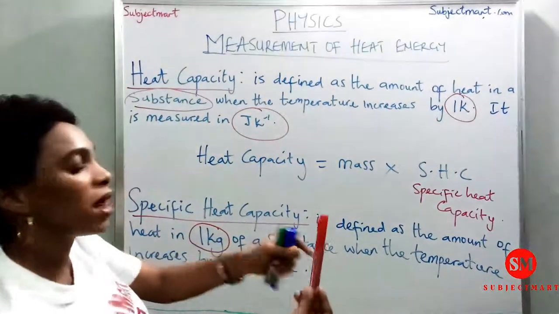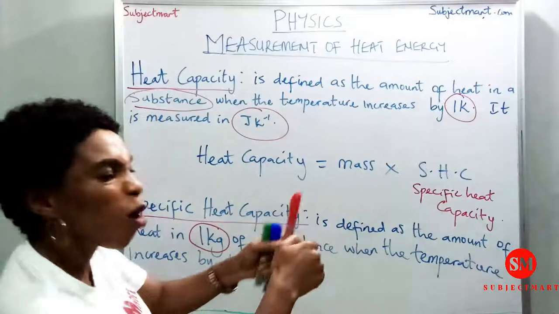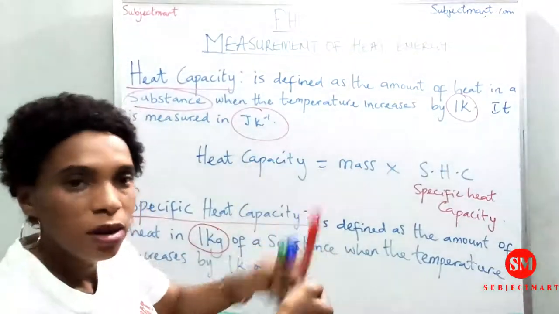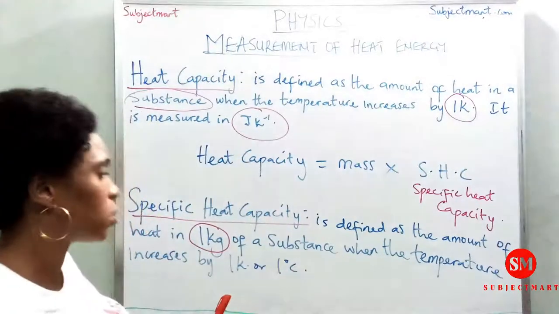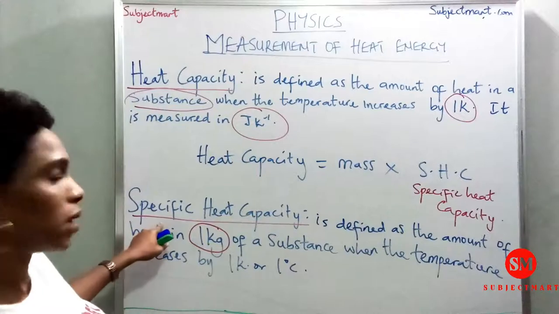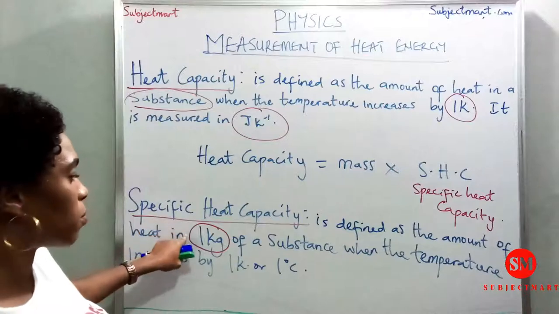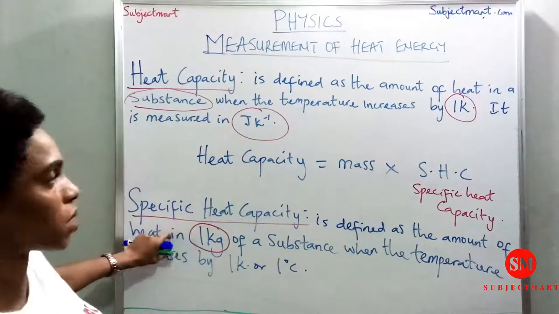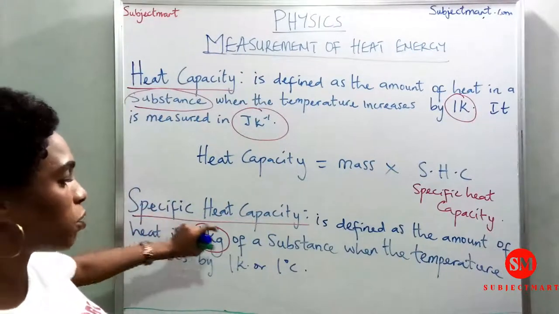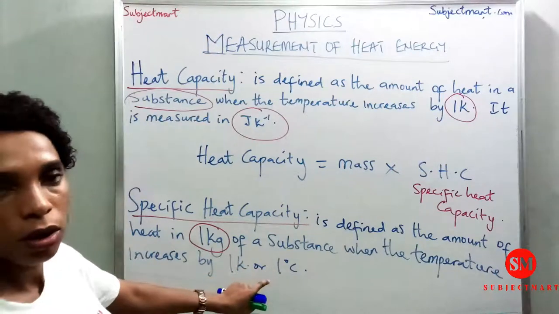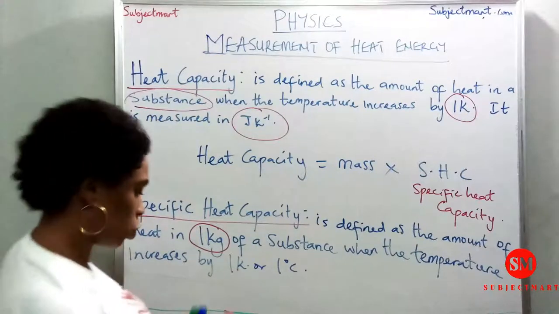But when I now take 1 kilogram out of this substance and I increase the temperature of just that 1 kilogram by 1 degree, by 1 Kelvin or by 1 degree, then that is specific heat capacity. So take note, it is specific, just 1 kilogram of the substance is required here. You measure the amount of heat in 1 kilogram when it is increased by 1°C.